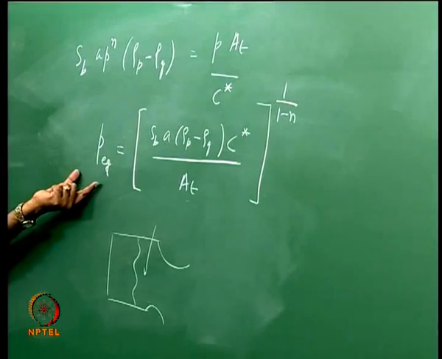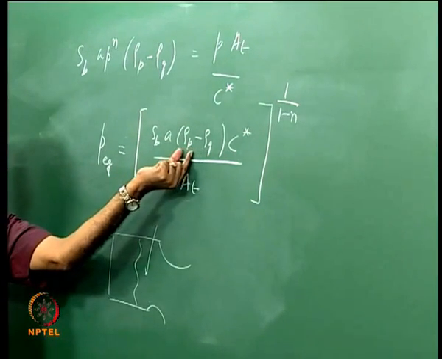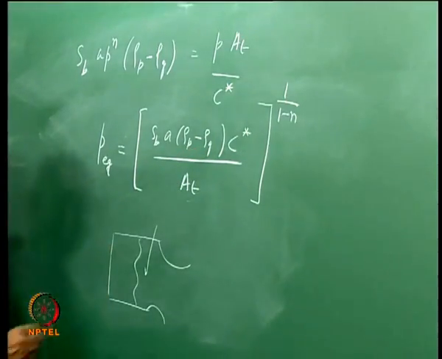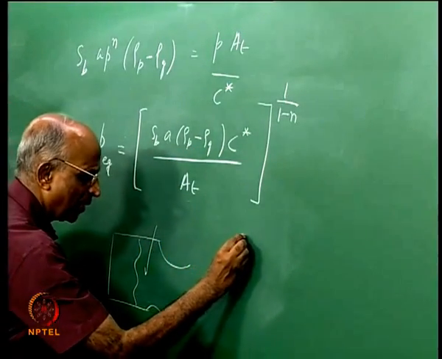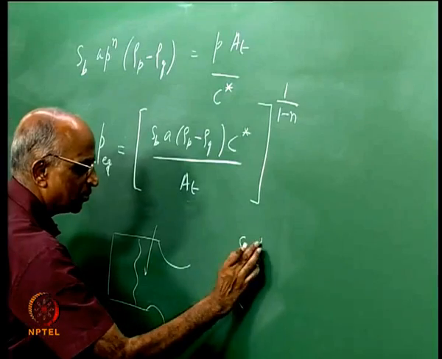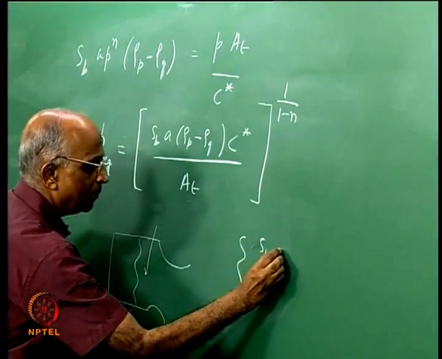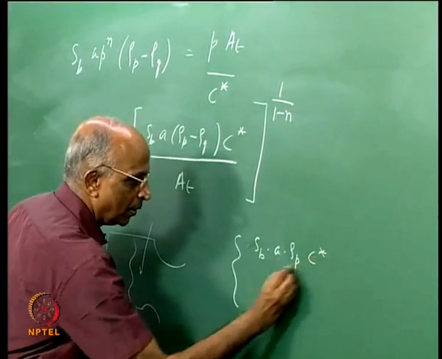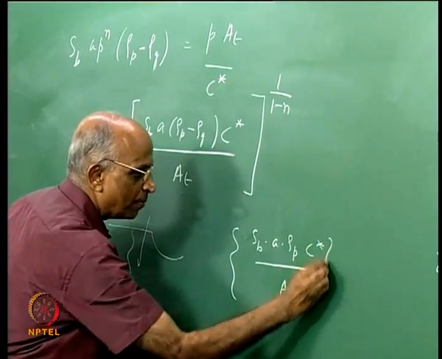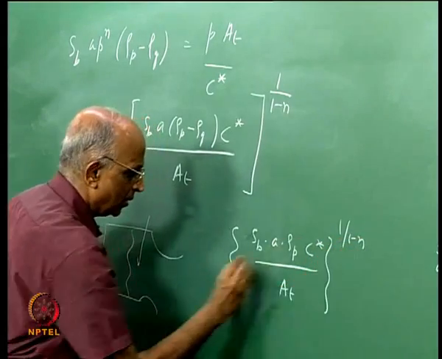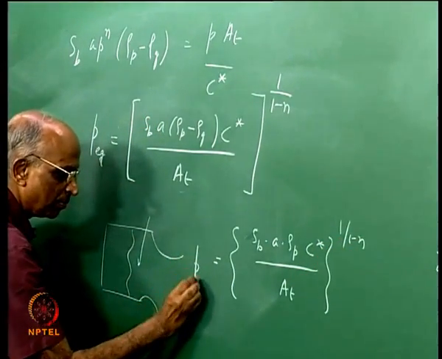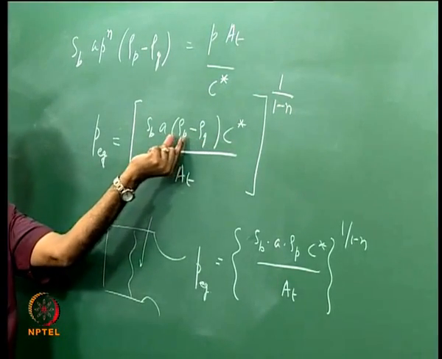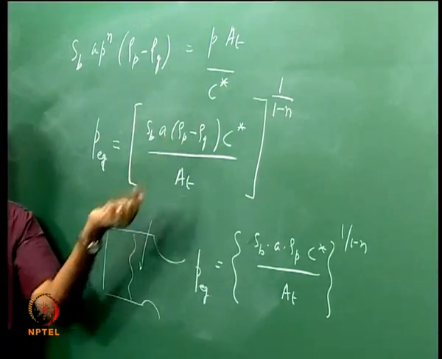Let us take a look at this. Normally the gas density will be very much lower than propellant density. In fact, had I neglected the gas density, I would have got this expression to be even simpler. I would have got this to be equal to S_B into a into rho_p into C star divided by A_T, to the power 1 over 1 minus n. This should have been the value of my equilibrium pressure. This is a particular case because the gas density will be around 1,000th of the propellant density; normally the solid has a much higher density than a gas.